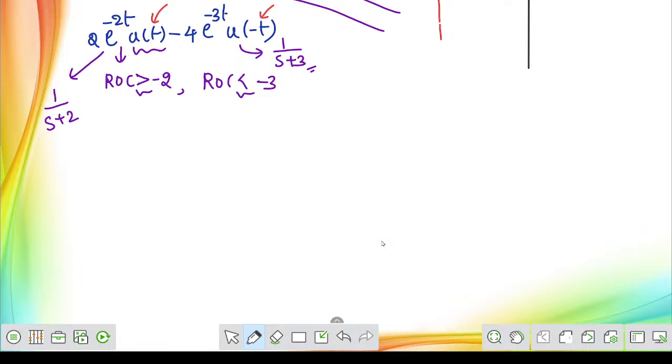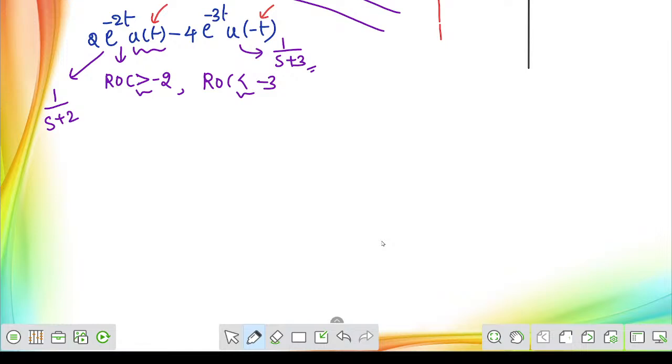If both are lying together, then what will that signal be treated as, sir? That is a combined causal, non-causal signal. If it has a common ROC, like two signals are given, one traveling on the left side and another traveling on the right side, then cross-check the common area between them. Based on that, you can predict the resultant nature.